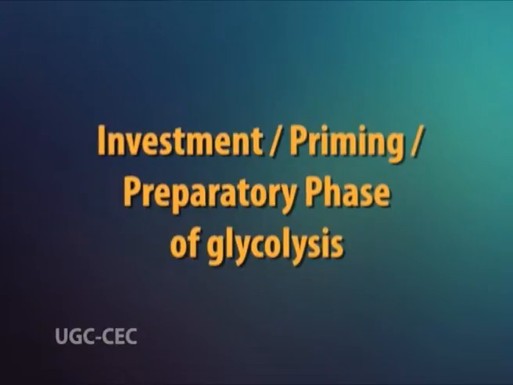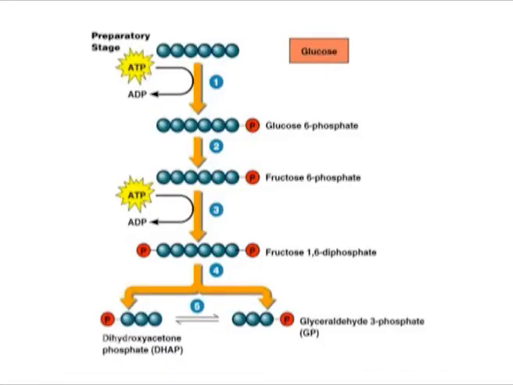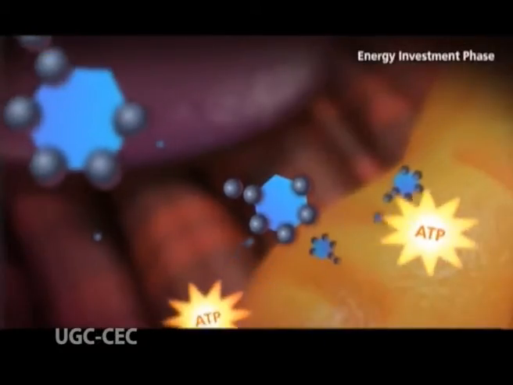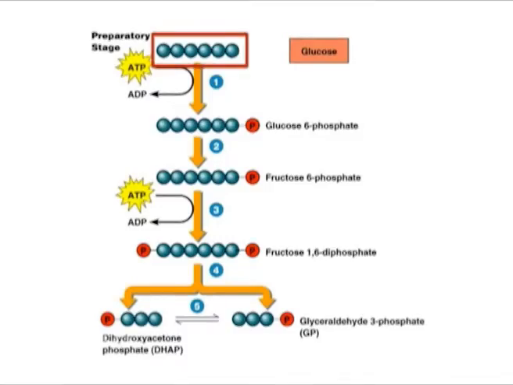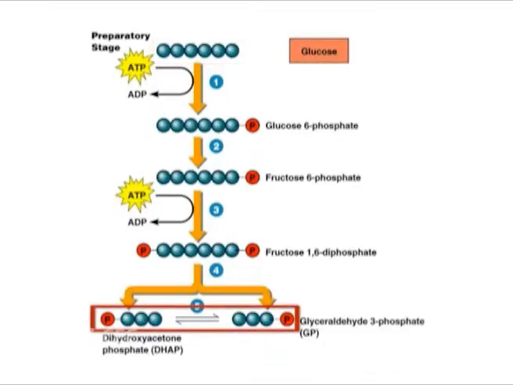There are two main phases of glycolysis: the investment phase and the payoff phase. Each involves 5 steps. The first phase is the investment, or priming, or preparatory phase. This phase of glycolysis requires ATP. In this phase, 2 molecules of ATP are invested and the 6 carbon chain is cleaved into 2 triose phosphates. This phase involves 5 steps, which are as follows.